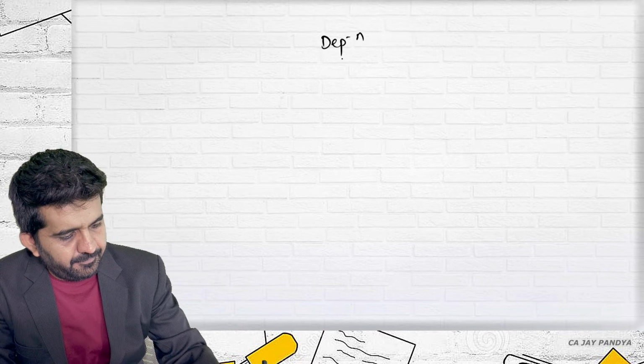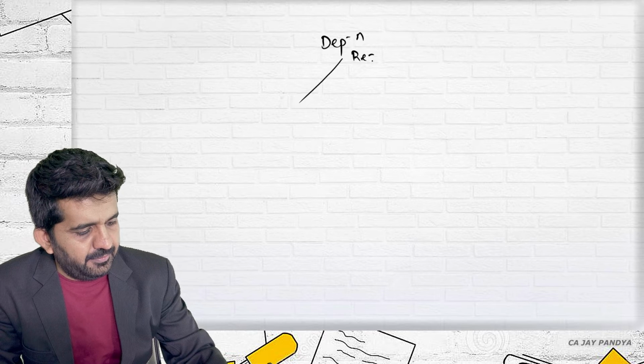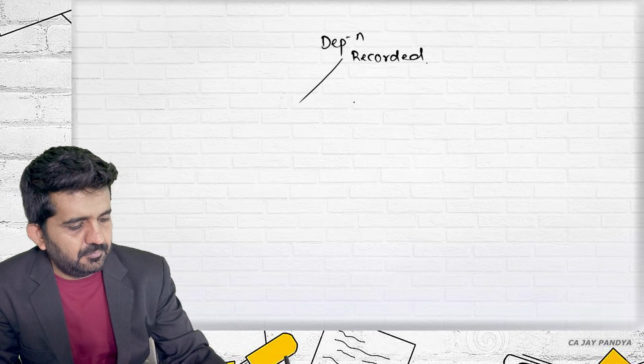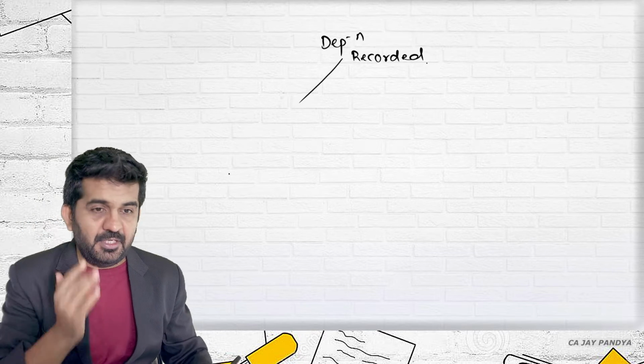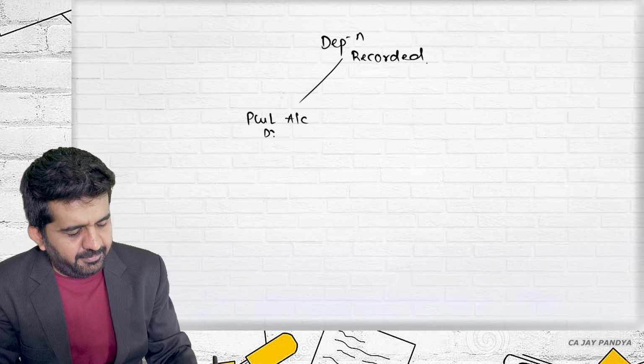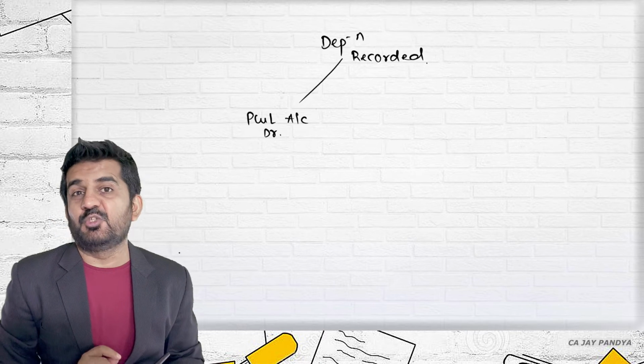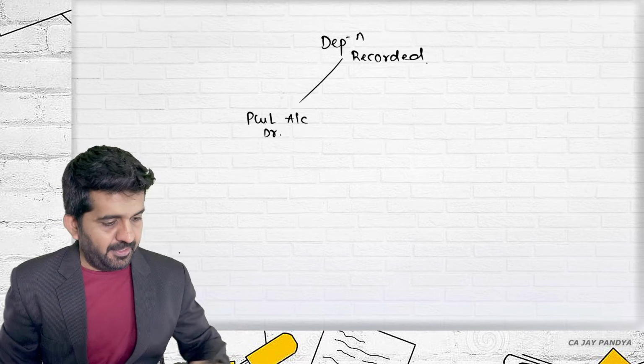All right. Depreciation, where should it be recorded? It is very simple. It should be recorded on the P&L account debit side. All right. But there are some cases when it is not recorded on the P&L account debit side.